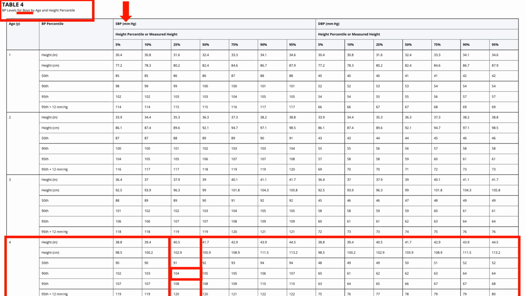And then I pull the systolic blood pressure. I have 104, so 104 is considered the 90th percentile at this point. Then I move on to the diastolic blood pressure. Because I have a patient who's 40.5 inches, the diastolic is going to be 62. As you can see, both values are going to be that 90th percentile. So I can determine that our patient here has a blood pressure of 104 over 62, which is considered the 90th percentile.